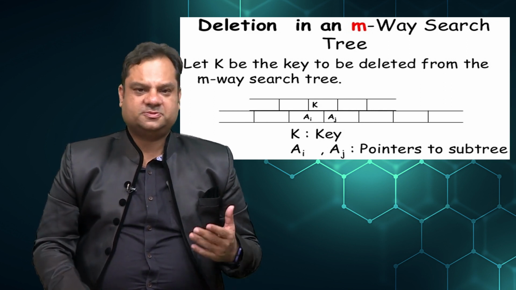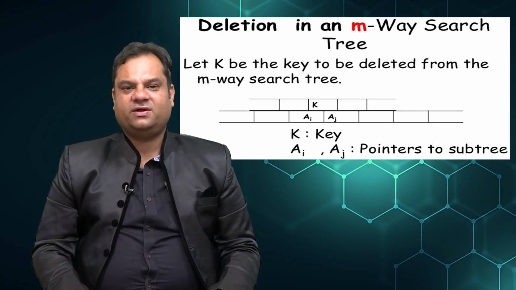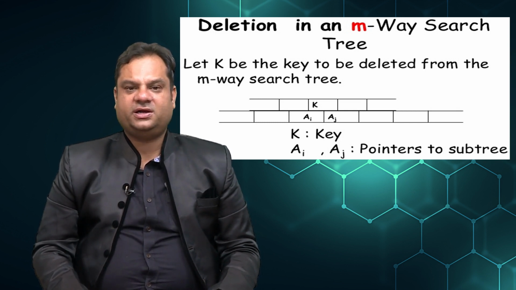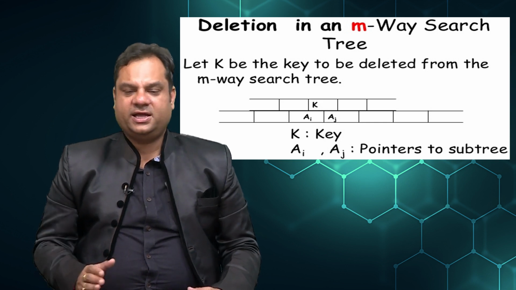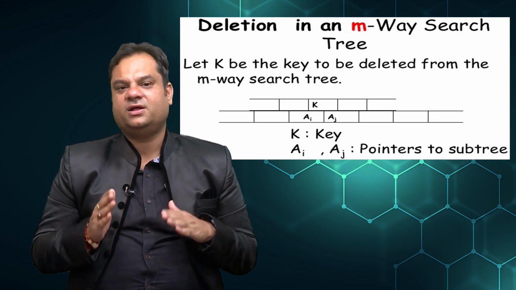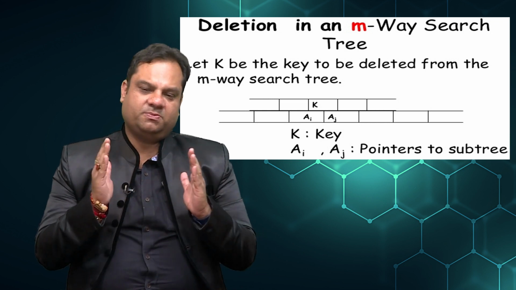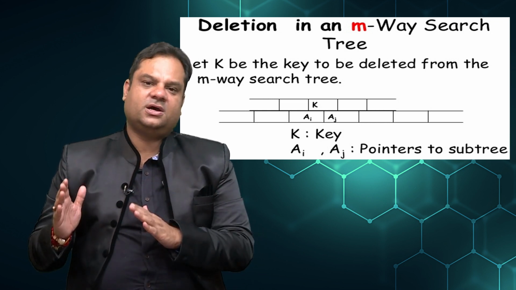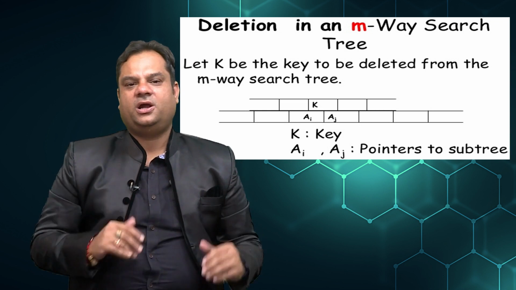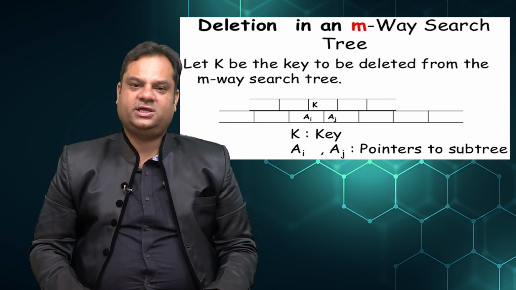Let K mean key. K is the key to be deleted from the M-way search tree. Here we have a K, and K has two children in the form of ai and aj. So ai is the left successor of K and aj is the right successor of K. It means ai items are less than K, and aj items are greater than K, and both are pointers to subtrees of particular key values.